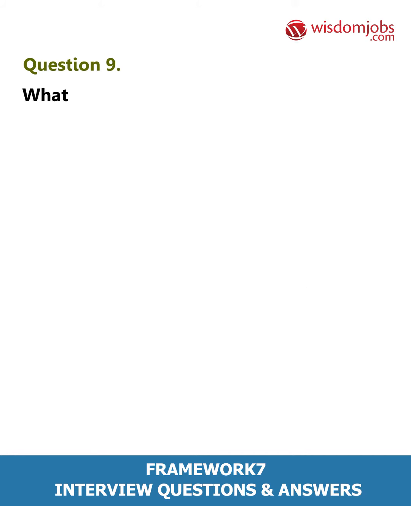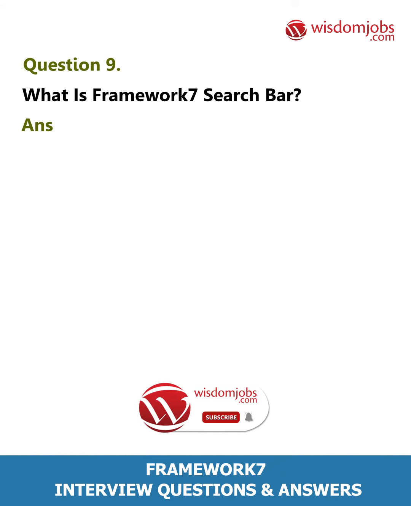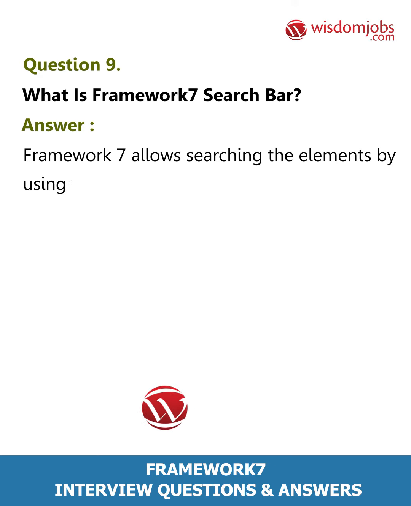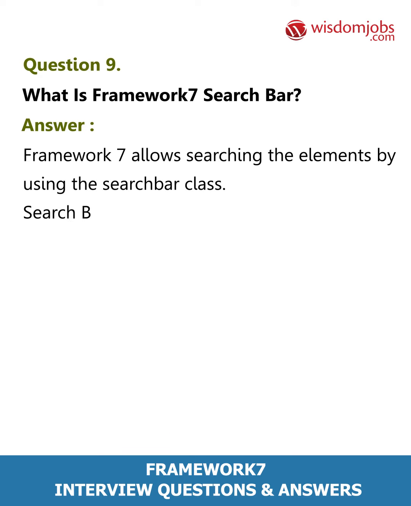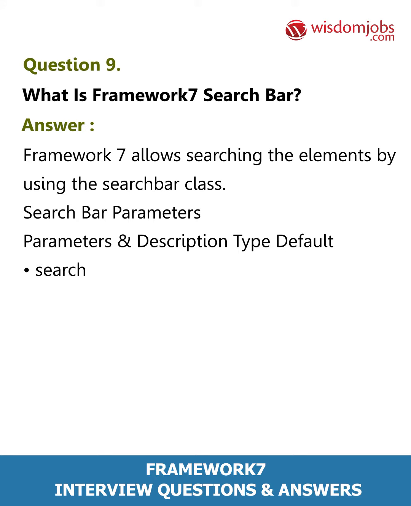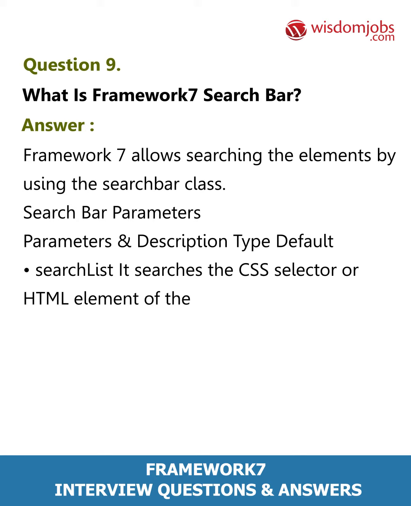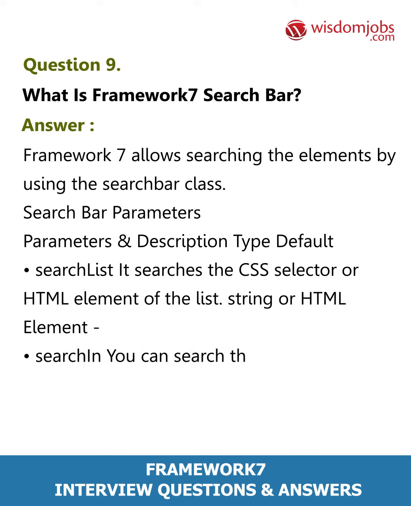Question 9. What is Framework 7 search bar? Answer. Framework 7 allows searching the elements by using the search bar class. Search bar parameters and description. Type default search list. It searches the CSS selector or HTML element of the list, string or HTML element search in. You can search the list view elements of CSS selectors.